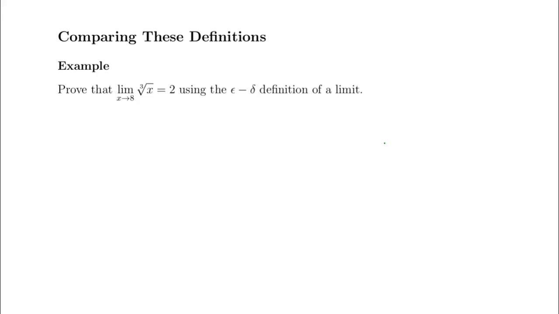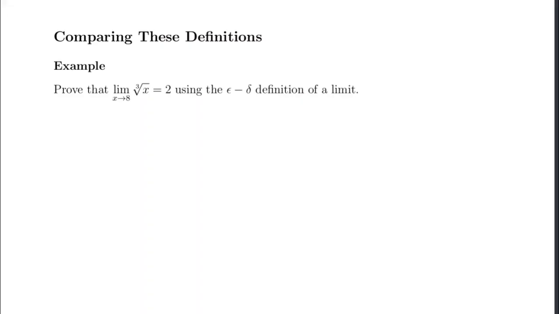Let's prove this using the epsilon delta definition of a limit. So what we need to do is set up these absolute values, right? The absolute value of f of x minus L is less than epsilon, so that's the absolute value of the cube root of x minus 2. And we have to connect this with this. The absolute value of x minus a is less than delta. So we're specifically looking for x minus 8 to be less than delta.